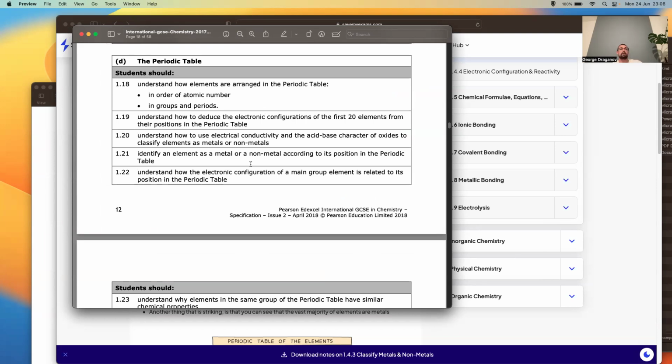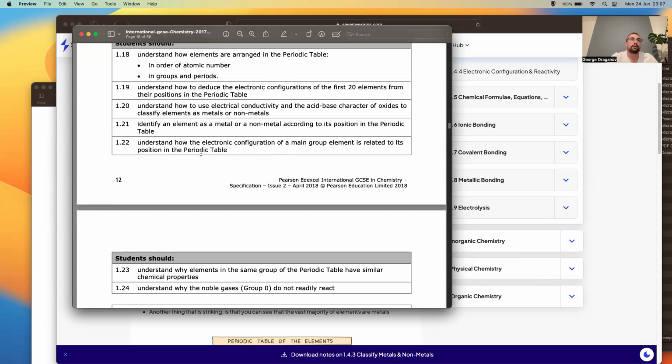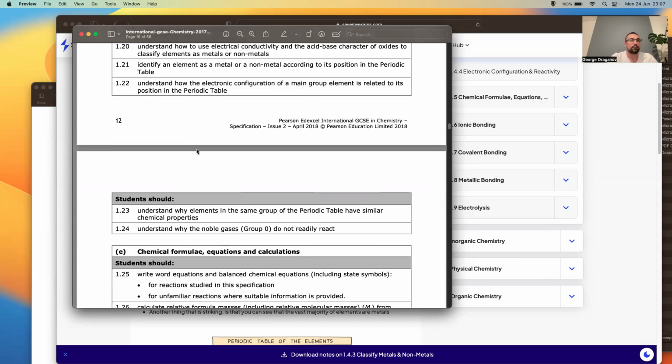And it says identify an element as a metal or a non-metal. Well, I already told you the left side are the metals, the right side are the non-metals. The final point here is that you need to deduce electronic configurations. I actually did this in the atomic structure lesson: the first shell has a maximum capacity of 2, then the second shell is 8, and the third shell is 8. We talked about how the group number represents the number of outer electrons, and the period represents the number of shells.